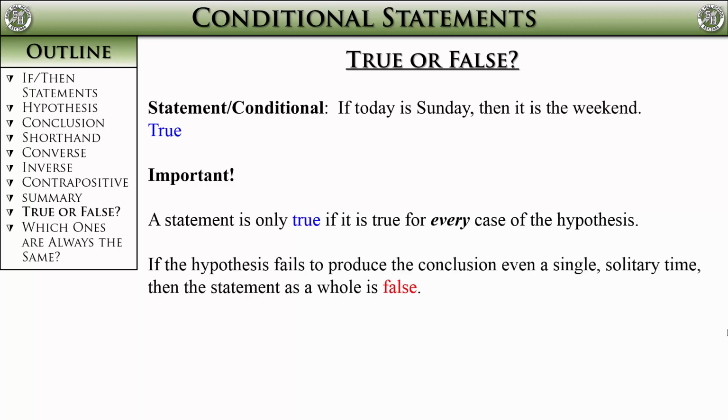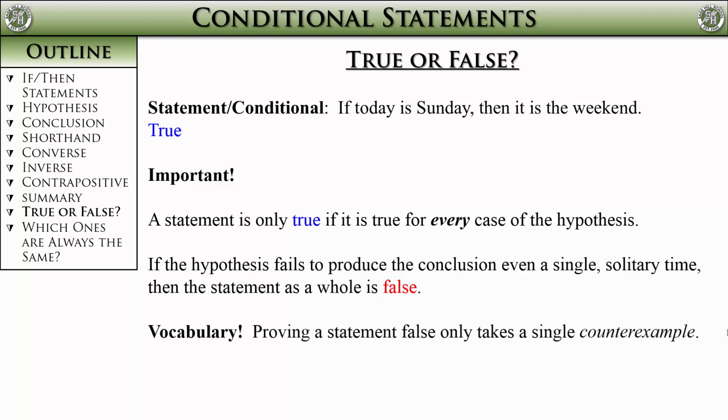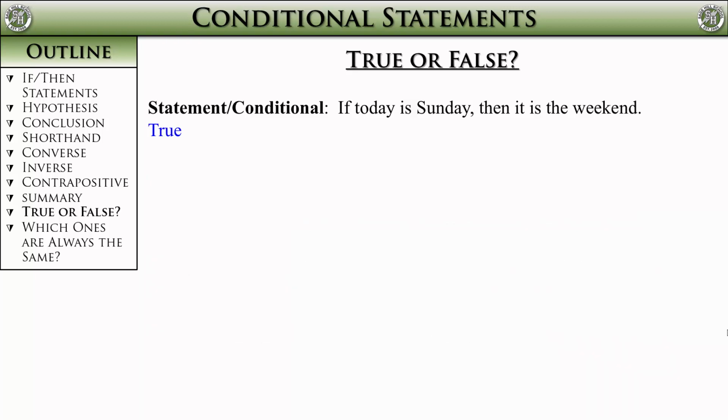But if the hypothesis fails to produce the conclusion even a single solitary time, then the statement as a whole is false. You need to get this vocabulary down, but when you can show one situation that breaks a conditional, that makes it false, that is known as a counterexample. Often there will be more than one counterexample, but you only need to show one of them to say a conditional is false. So we have this true statement.